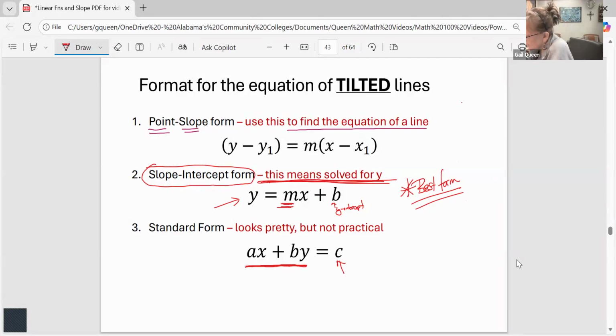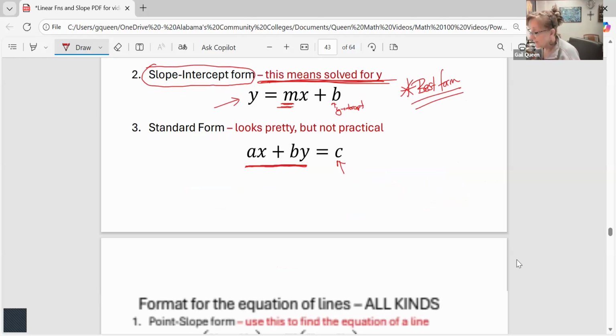It looks nice. However, it doesn't tell you anything. I can't look at this form of the line and tell you the slope. I can't look at this form of the line and tell you right off the bat the y-intercept. I would have to actually go off to the side and do some calculating to find the slope and the y-intercept if it's in this form. So while it looks pretty and it may look like an easy homework problem, it is not a very practical format for the equation of a line.